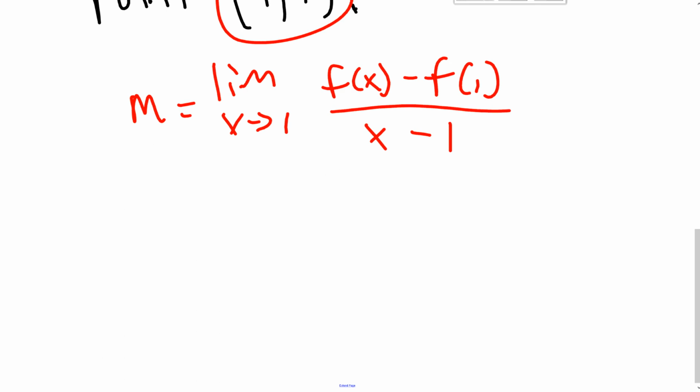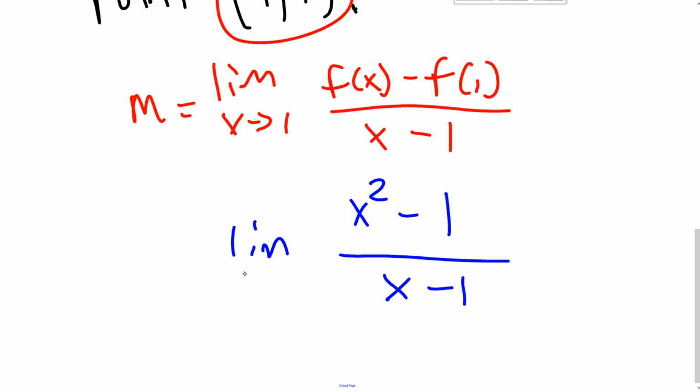So we'll calculate this. f of x is x squared, right? That's our equation that we're given. Plug in 1, I get 1. That's my y value. And x minus 1. Then I still can't just use direct substitution like we did last chapter. We have to factor it like we did last chapter.